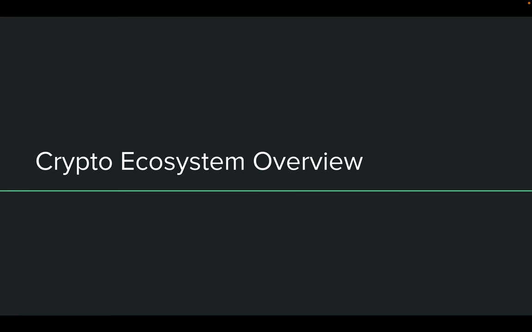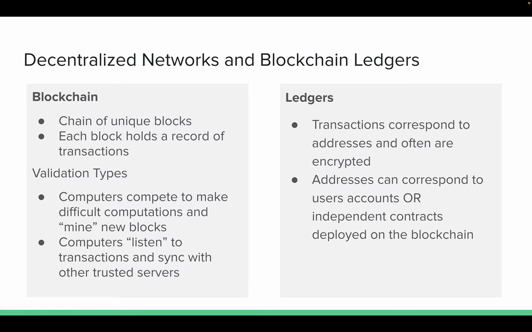Now let's take a quick look at the technologies on top of which this crypto ecosystem is built on to understand the value of these assets relating to this technology. The basic concept is that of a blockchain. A blockchain is a chain of unique blocks, and a block is just a chunk of information. Specifically, each block holds a record of transactions.